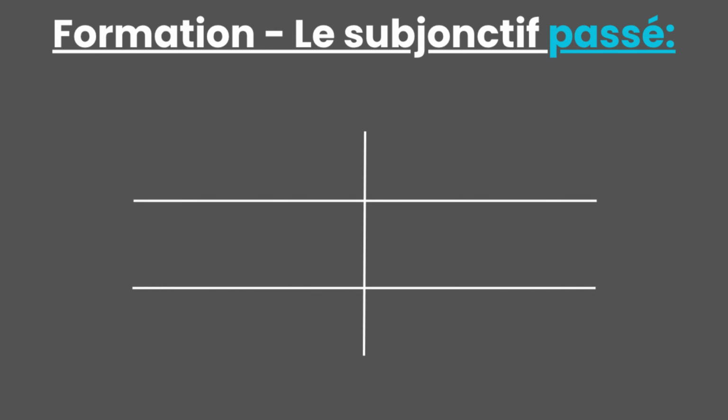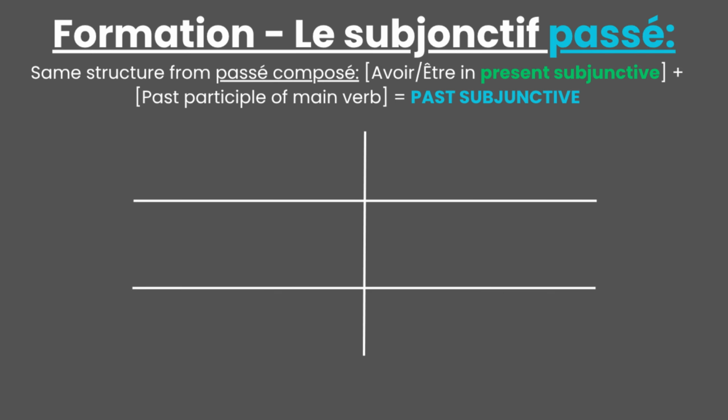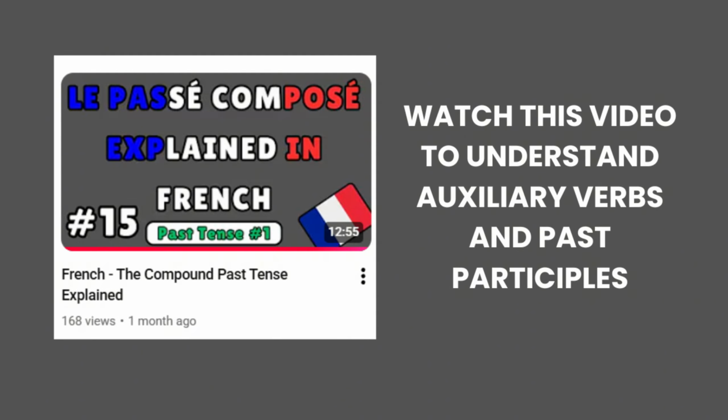the past subjunctive. Because it is the past, its formation takes the pattern from the compound past, with the auxiliary verbs avoir or être in the present subjunctive instead of the indicative. So, the pattern is avoir or être in the present subjunctive plus the past participle of the main verb. Considering the use of auxiliary verbs and past participles, these two topics were shown and thoroughly explained in a past French video, so I recommend that you watch it too.